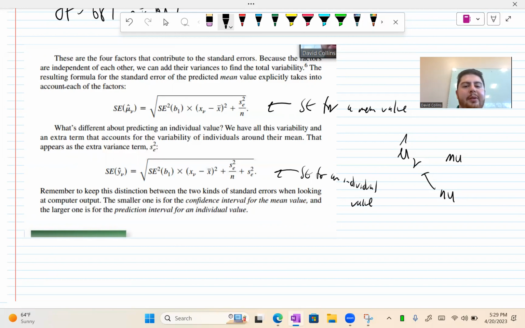The big thing I want you guys to notice, these parts are the same in both formulas, but for an individual value, you have an additional standard deviation of the residual squared, which would kind of make sense that one data point has more variance, more variation than a whole bunch of points averaged together.